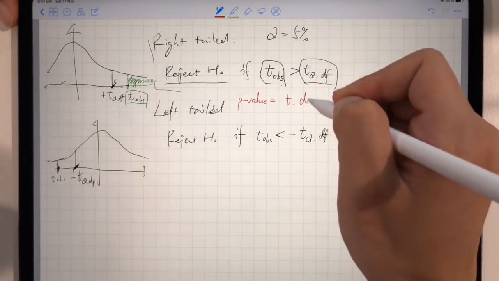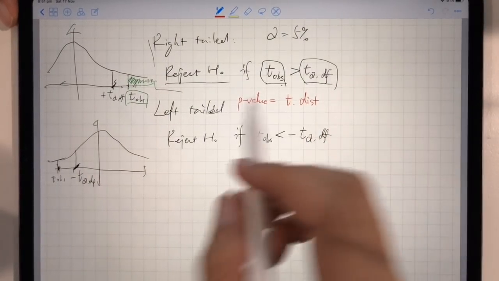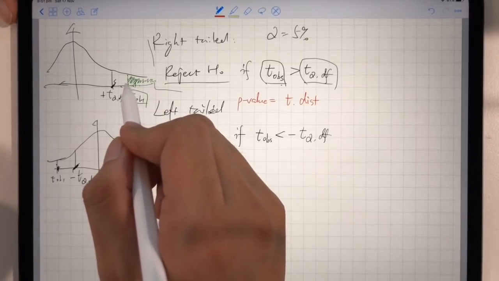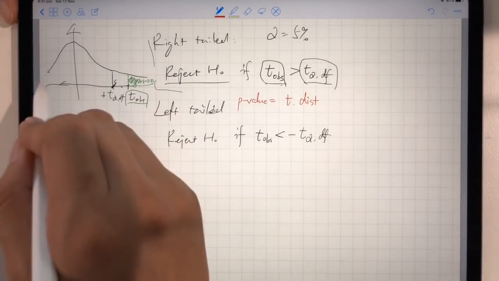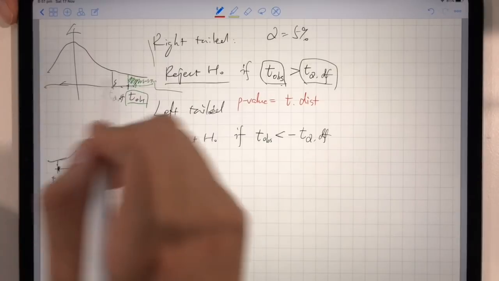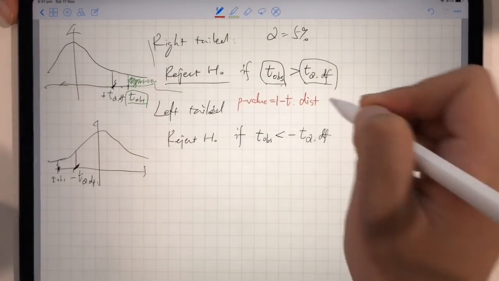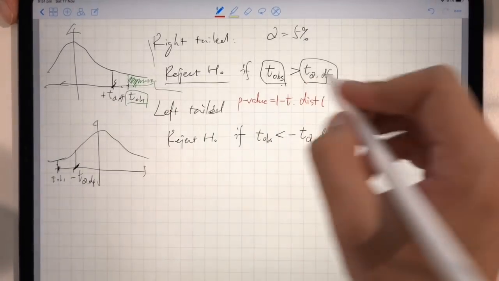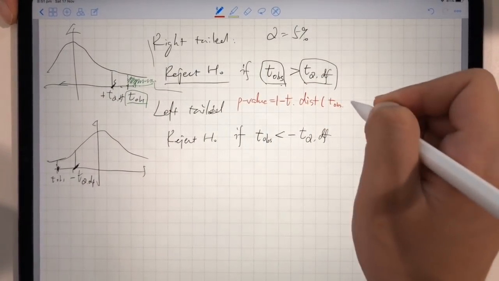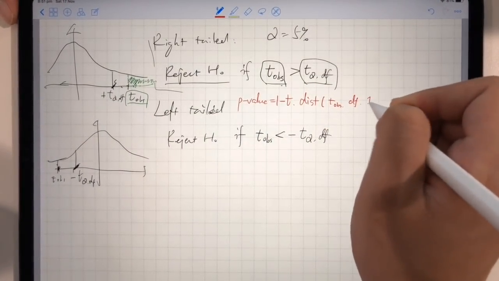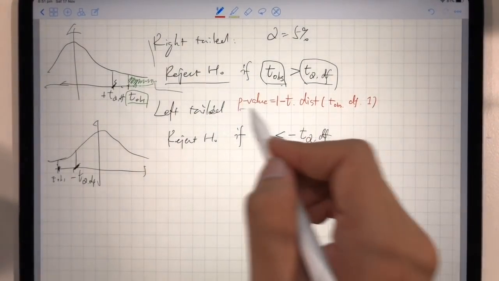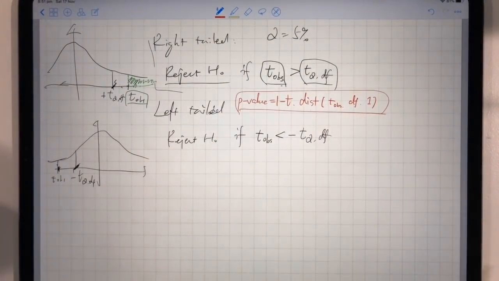T distribution, right? T.DIST. But for T.DIST, it usually gives you the left-hand side probability, right? So you have to use 1 minus T.DIST with your observed value, the degree of freedom, and the cumulative, right? So this is how you calculate the p-value using Excel.